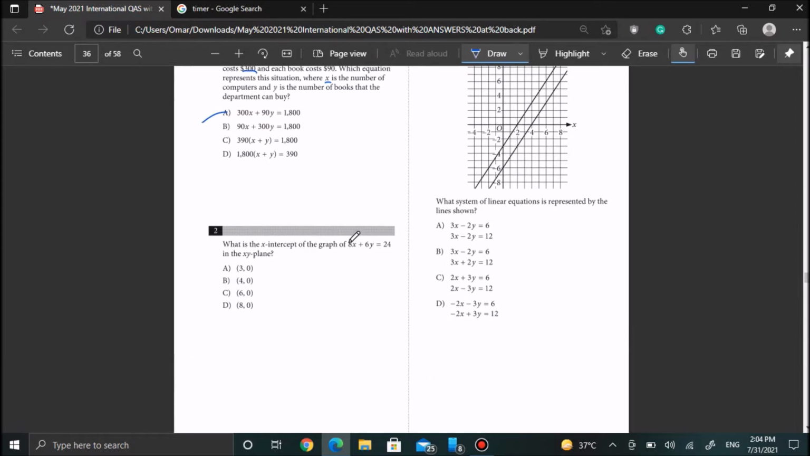What is the x-intercept of this graph? So simply cancel this y term here, just set it to 0, and the x-intercept is 3. 8x is equal to 24, divide 8 both sides, so x-intercept is 3, the answer is A.